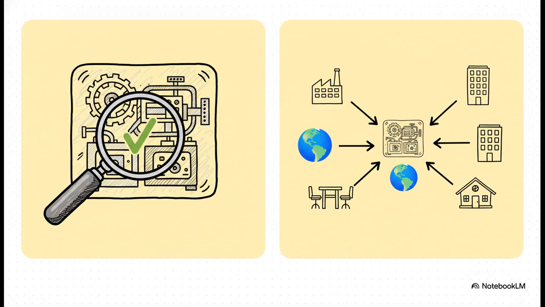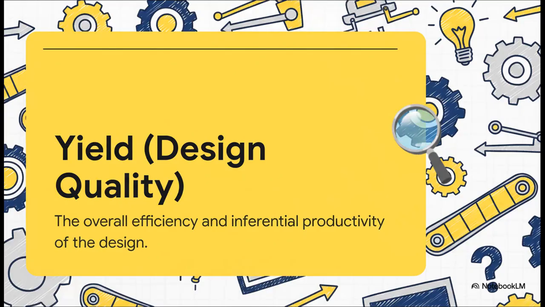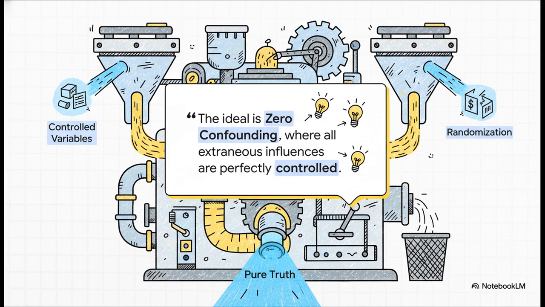Then there's external validity, which asks, does the experiment even matter? In other words, can we take what we learned in our one little coffee shop and generalize it to the real world of all coffee shops? Ultimately, what we're looking for is a high yield. That's really the measure of the overall quality of our design. Put simply, it's how much trustworthy insight did we manage to get for the effort we put in. If our coffee shop experiment gives us a crystal clear, reliable answer after just a few days of testing, well, that's a high-yield design.